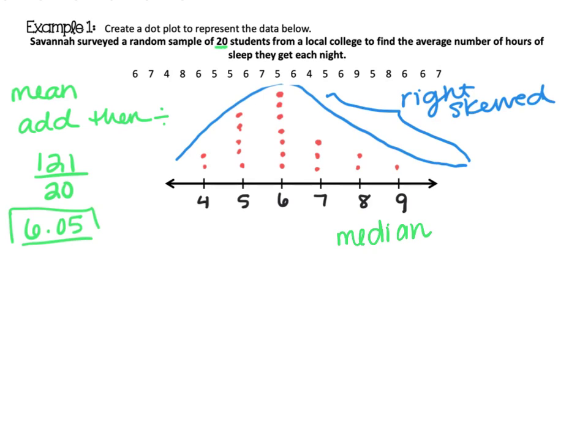So for finding the median, we have to put the data points in order from least to greatest. So I'm going to use my dot plot. I have 4, 4, and then I have 5 five times. So 5, 5, 5, 5, 5. I have 6 seven times, 7 three times, 8 twice, and 9 once.